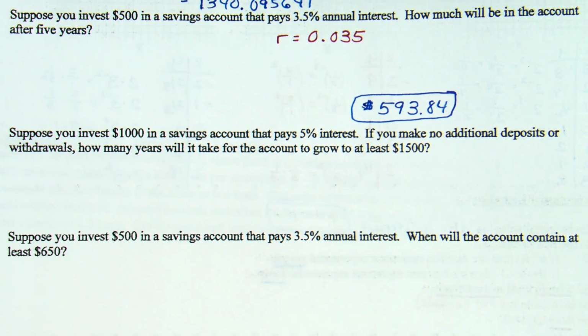Okay. Moving on then. Next example. Suppose you invest $1,000 in a savings account that pays 5% interest. If you make no additional deposits or withdrawals, how many years will it take for the account to grow to at least $1,500?